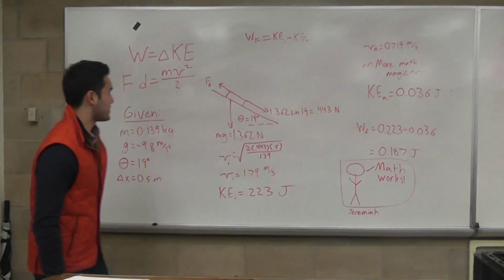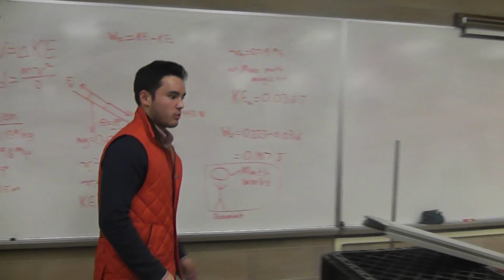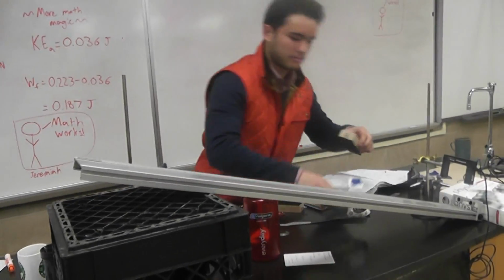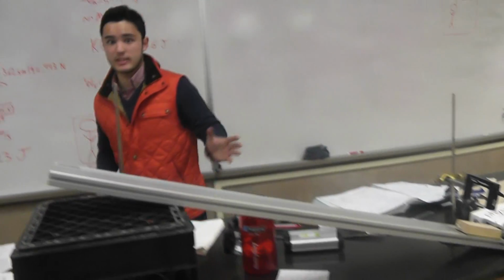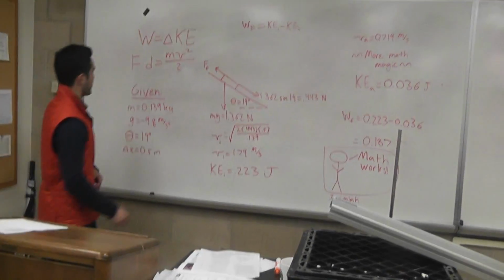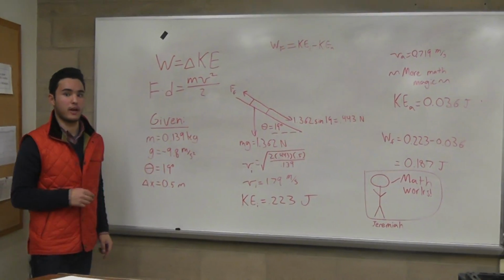Good. We are again investigating the work energy theorem, this time with friction, in which we're using this block sent down the ramp, which has a certain amount of friction preventing it from accelerating freely. And what we're trying to figure out is what's the work done by friction as it travels down the ramp.